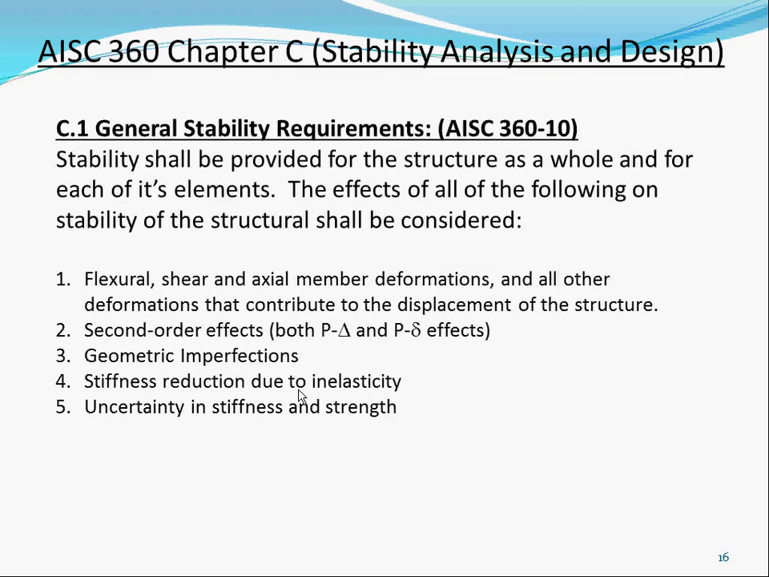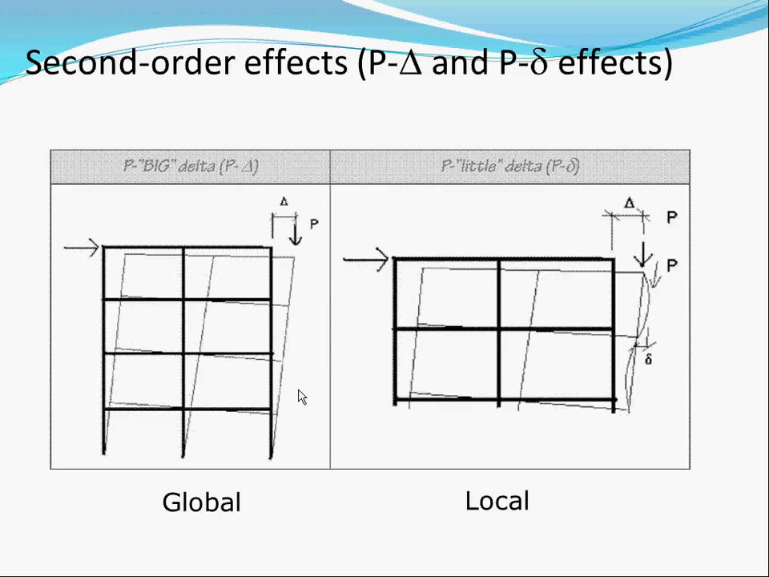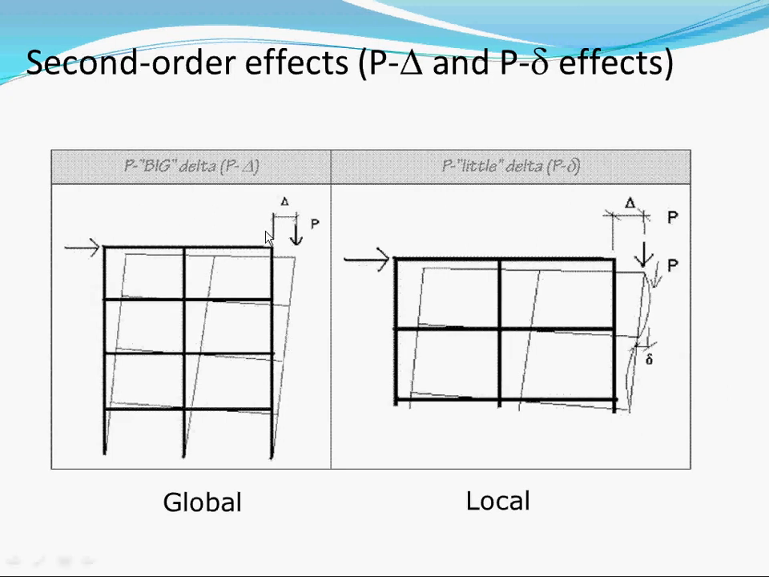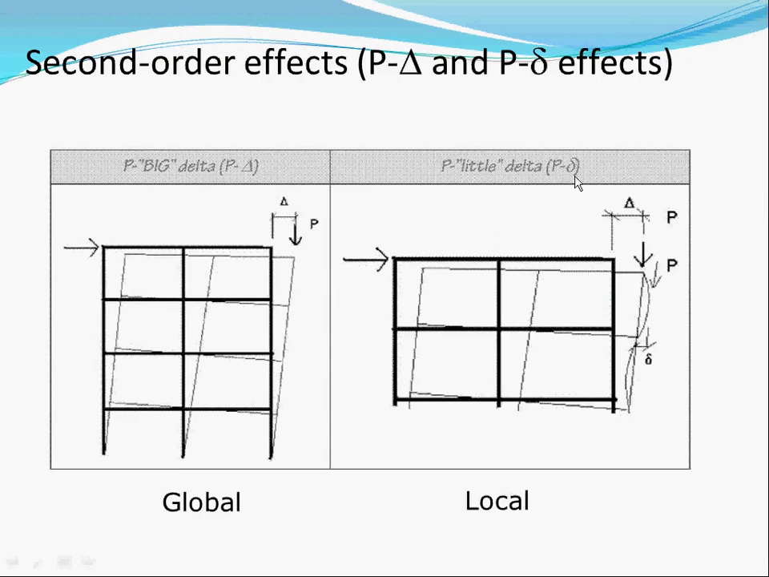That's a stability requirement. Big delta, when you talk about second order effect, P-delta versus small delta. Big P-delta affects the global behavior. So this is the whole behavior. Small delta is just on the element itself. It's curvature. When you curve it, you get the P-delta. This one is on the whole frame.